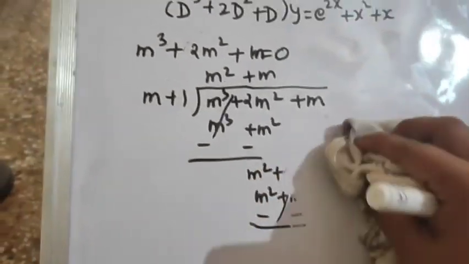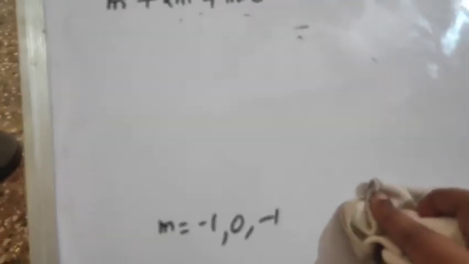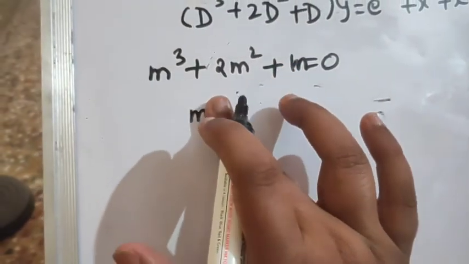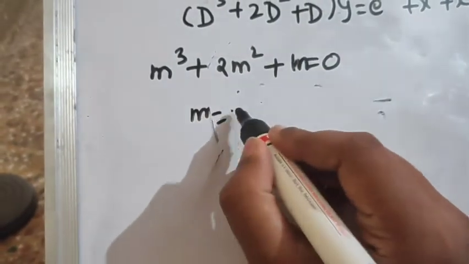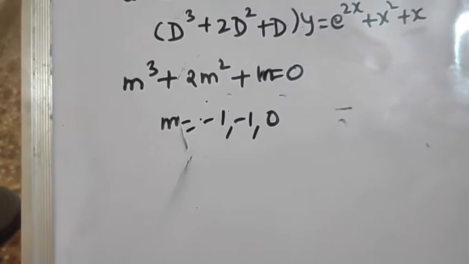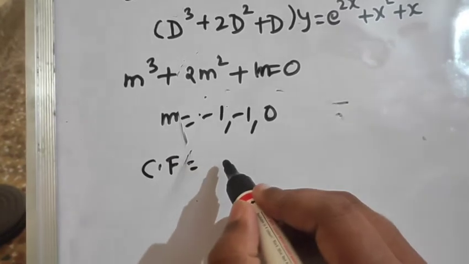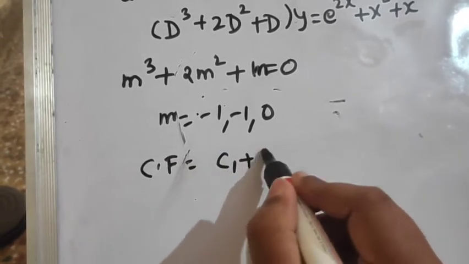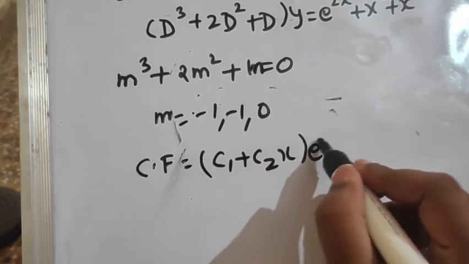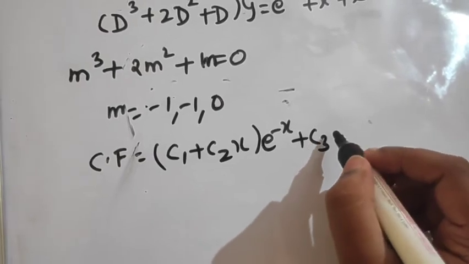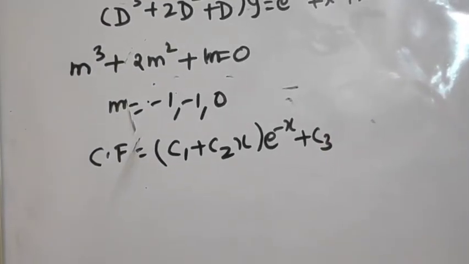So I am rubbing this portion, because this question is going to be lengthy. So minus 1, minus 1 and 0 are the three roots. So m equals to minus 1, minus 1 and 0. Okay, so I can write the complementary function as c1 plus c2x e power minus x, okay, plus c3 e power 0x. So no need to write that. So this is the complementary function.